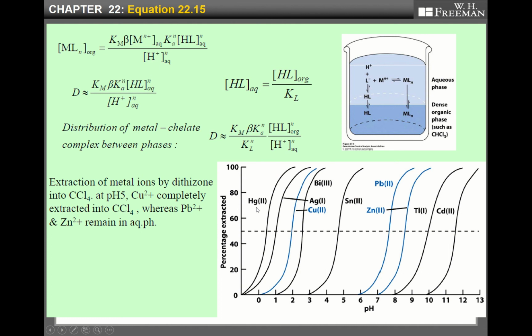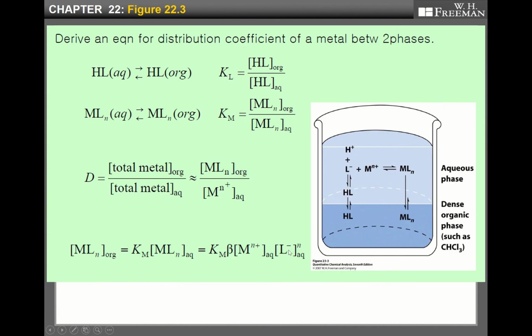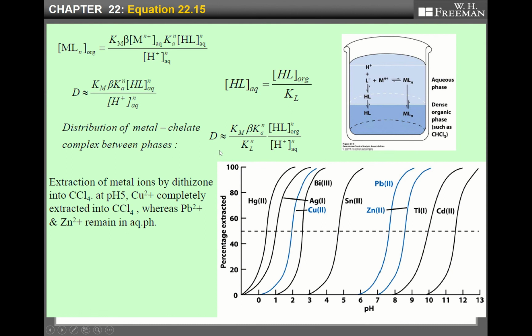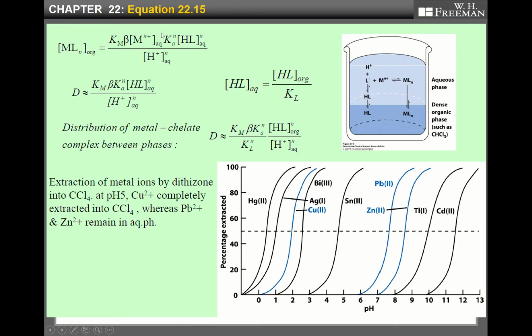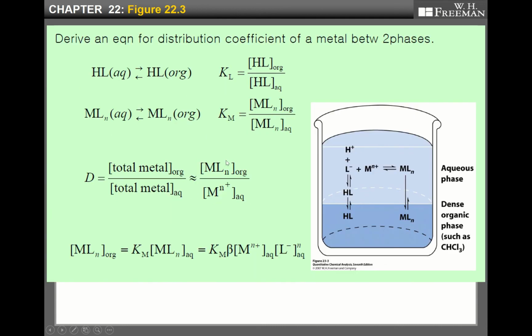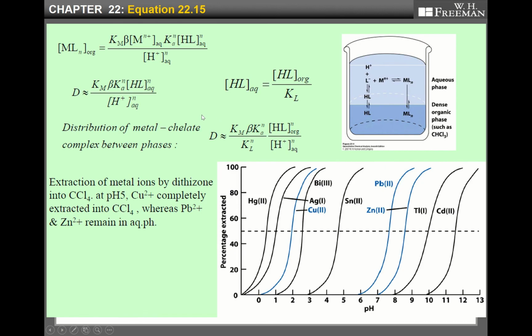Instead of using the ligand concentration, we can use beta, and this equation we get, right? This one is already very complex, very complicated. And D is given by this one, and it can be approximated by this one.